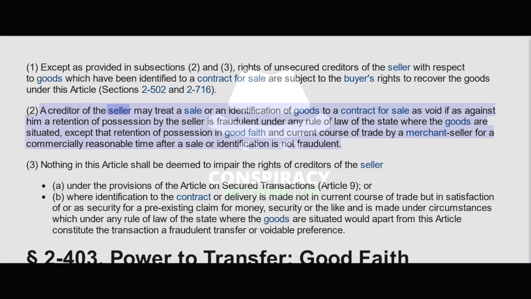A creditor of the seller may treat a sale or an identification of goods to a contract for sale as void if, as against him, a retention of possession by the seller is fraudulent under any rule of law of the state where the goods are situated, except that retention of possession in good faith and current course of trade by a merchant seller for a commercially reasonable time after a sale or identification is not fraudulent.